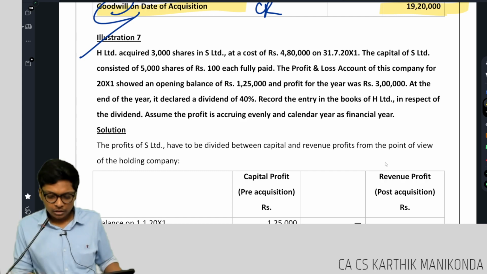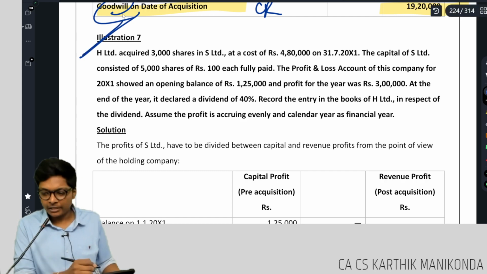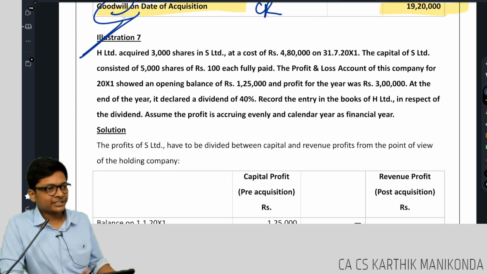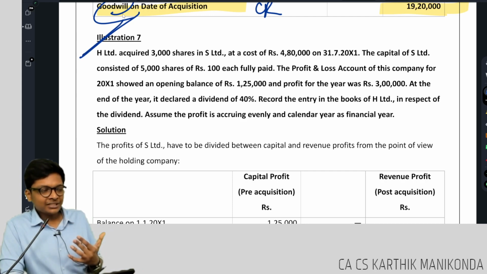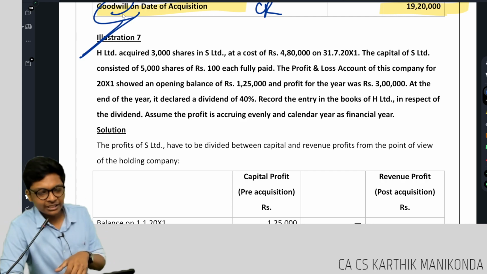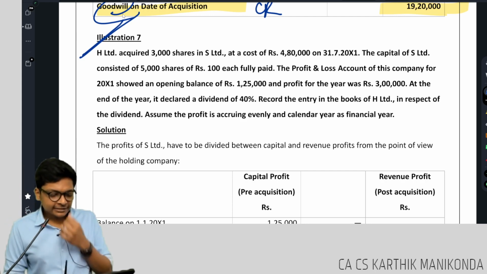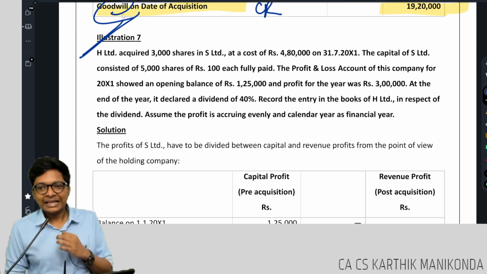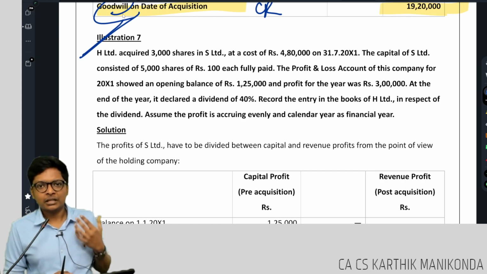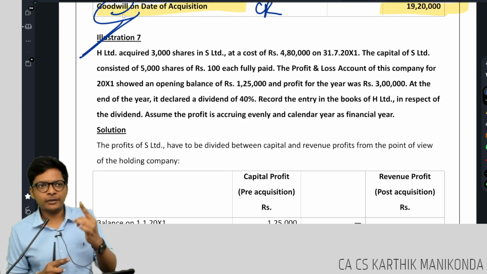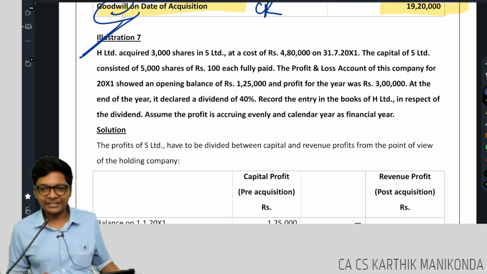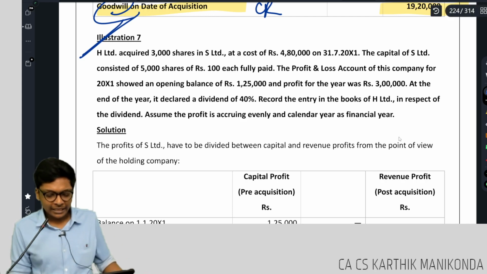Next. Illustration number 7. Good question, guys. Follow. We will do this, then go to a full sum. I want to do a full sum with all steps. Illustration 7. H Limited acquired 3000 shares in S Limited. Come on, guys. We are going to finish consolidation of subsidiary. This class and one more class. That's it. Consolidation of subsidiary will almost come to an end.